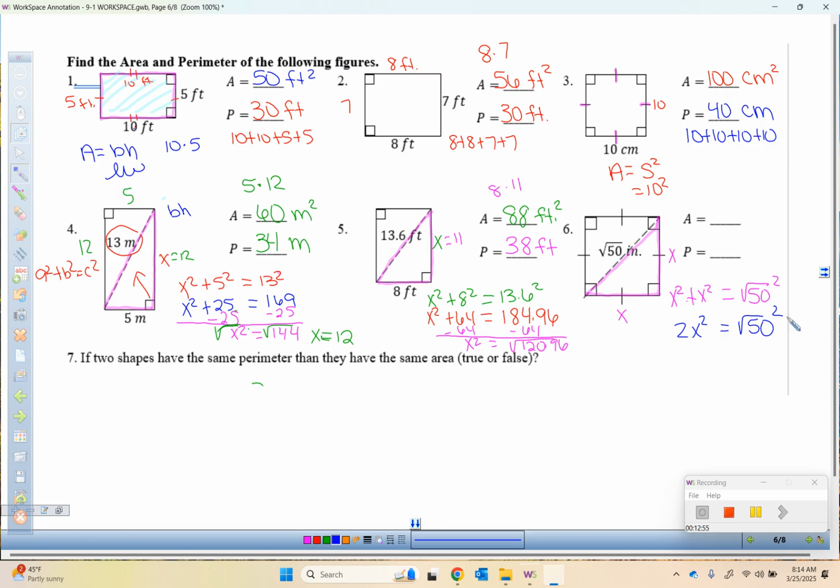Okay? So I'm solving for my x squared. So how can I start to slowly get x by himself? Yes, divide by 2. If I do it to this side, I got to do it to this side. And I do that because that's what gets those to cancel. Okay? And then also, what do I know about this square root and this square here?